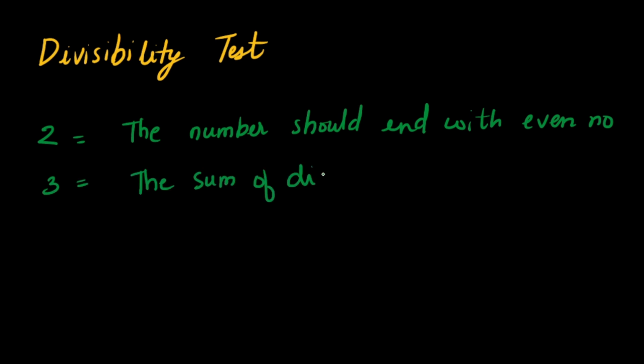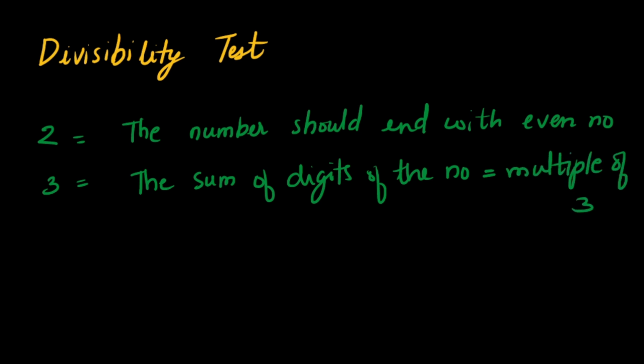The sum of digits of the number should be a multiple of 3. For example, I'll have 256. So we'll add the digits of the number, that is 2 plus 5 plus 6, 13 I think. And 13 is not a multiple of 3, so 256 is not divisible by 3.